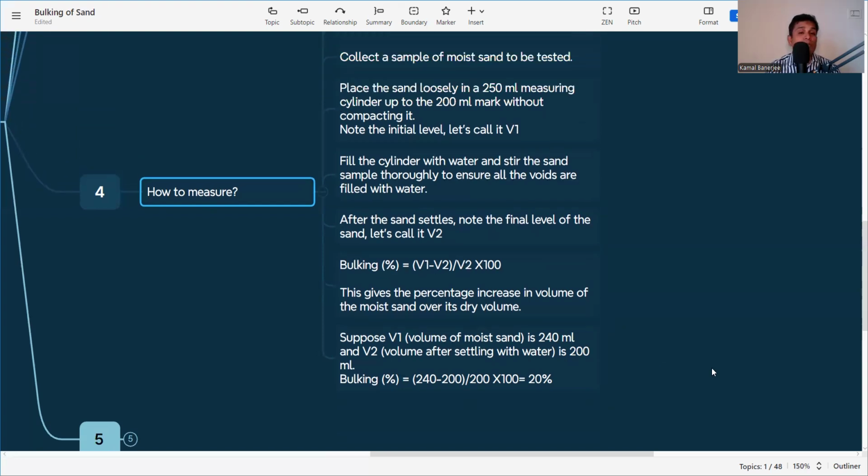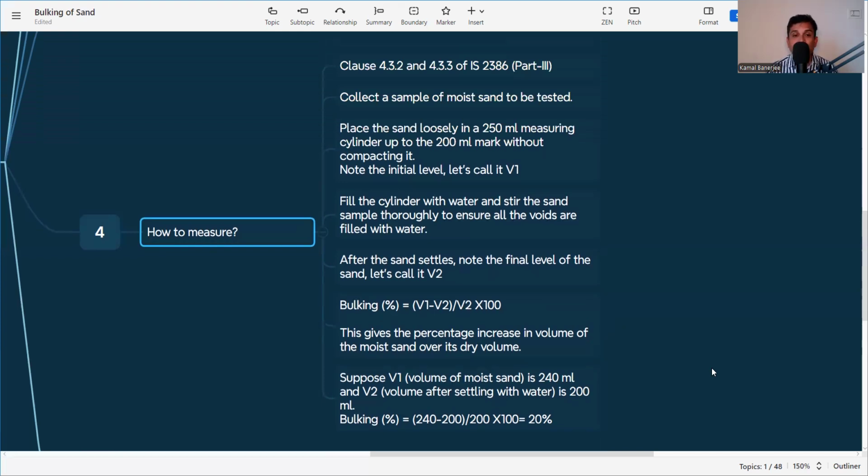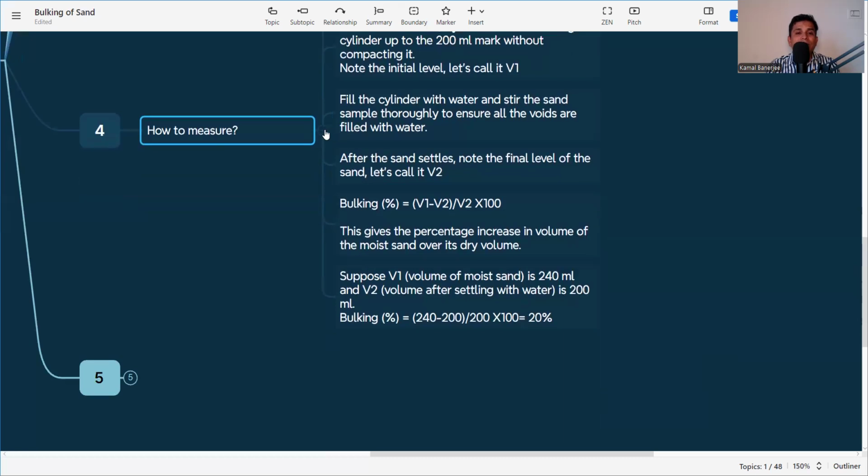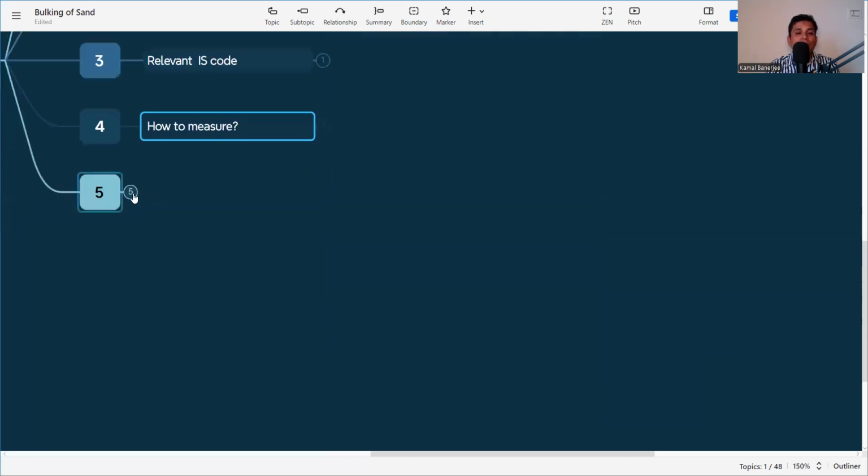So whenever you are getting sand, please measure the bulking of the sand. Whenever you are dealing with volume mixing, whenever you are making mortar or concrete by volume mix, please measure the bulking of sand and correct your mix proportion accordingly. It is a very simple method; you can check clauses 4.3.2 or 4.3.3 in IS 2386 Part 3, where it is described. So this is the bulking of sand you need to measure as per IS 2386.